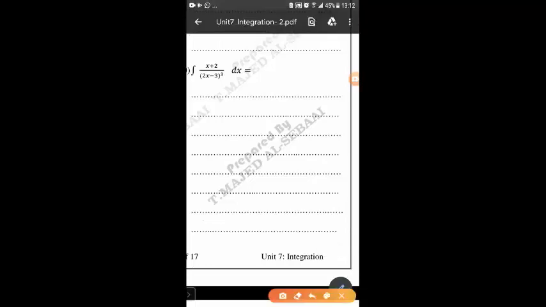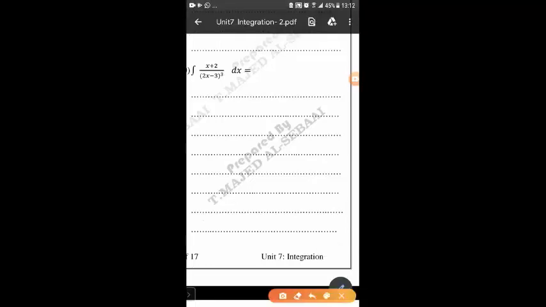Okay, question 20. It is the same thing, but the only difference is that the numerator is also a polynomial. Question 19c, it was only x. Here it is x plus 2. So, will it be the same thing? Let's just check.